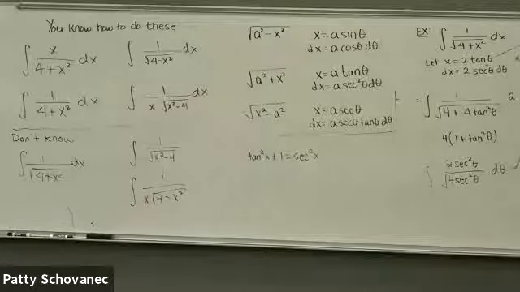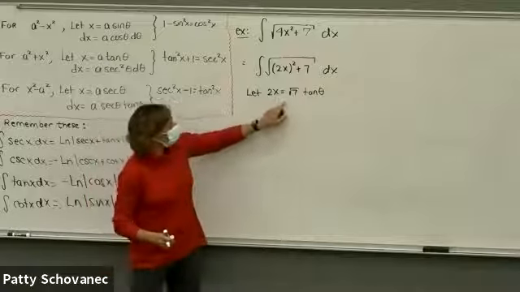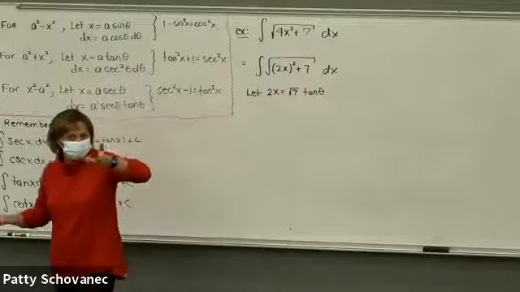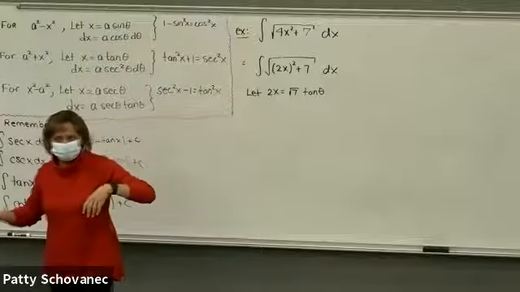And now I take the 2x. My 7 is playing the role of the a squared, and this is my variable squared. So I can say let 2x be the square root of 7 times the tangent of theta, because after I square the 2x, I'll get 7 tan squared and I have a common factor of 7. What do you think?